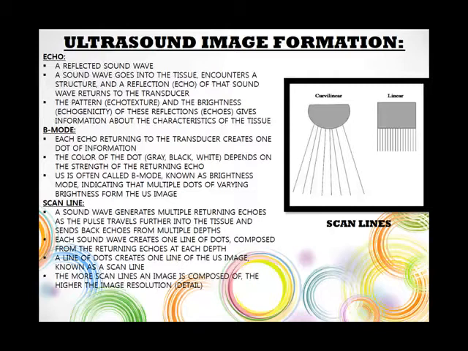So that's how we get our B-mode image. It's called brightness mode, made up of lots of shades of brightness. And that translates into our scan lines. A whole line of these brightness dots, or echoes, reflections, makes up a scan line. And multiple scan lines together make up our big image, which is known as a grayscale image, meaning made of lots of different shades of gray.